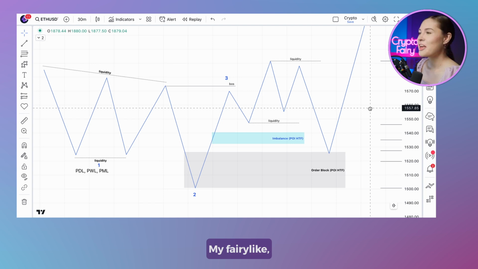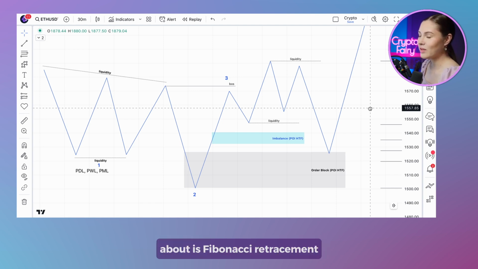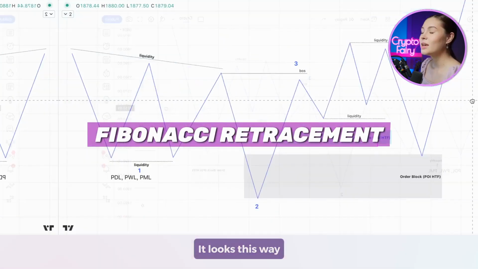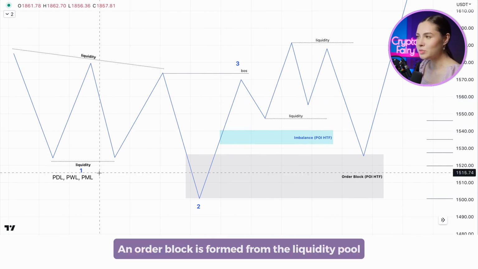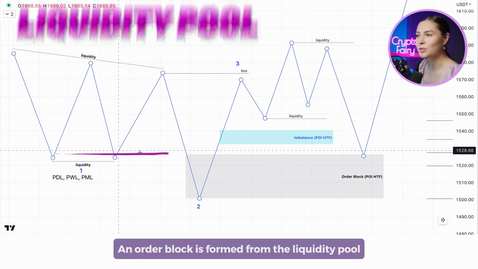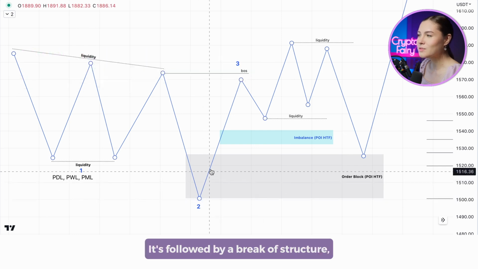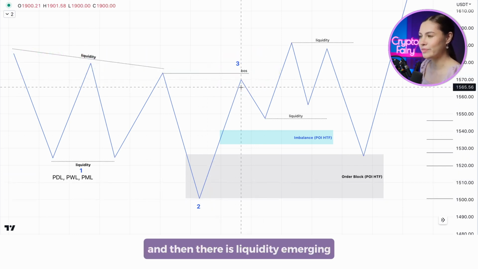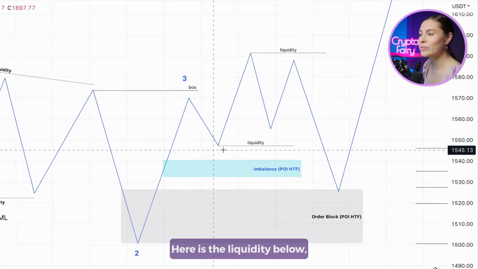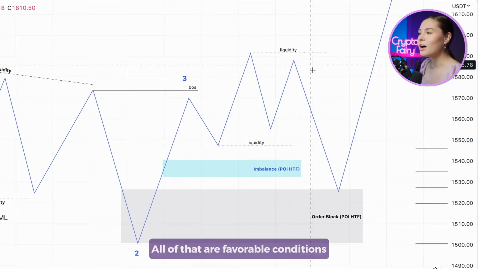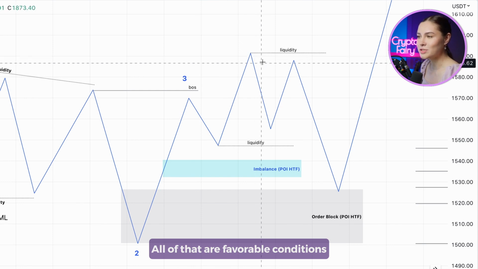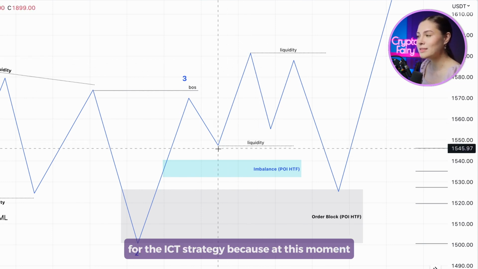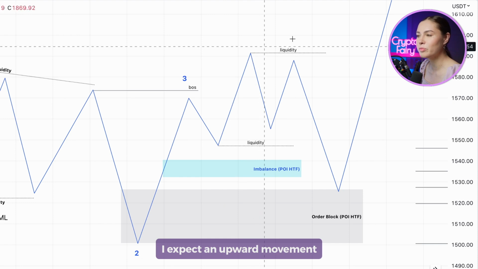The last thing I'm going to tell you about is Fibonacci retracement. It looks this way. An order block is formed from the liquidity pool, which is a support area. It's followed by a break of structure, and then there's liquidity emerging. Here's the liquidity below. Here it is on top. All of that are favorable conditions for the ICT strategy because at this moment I expect an upward movement.